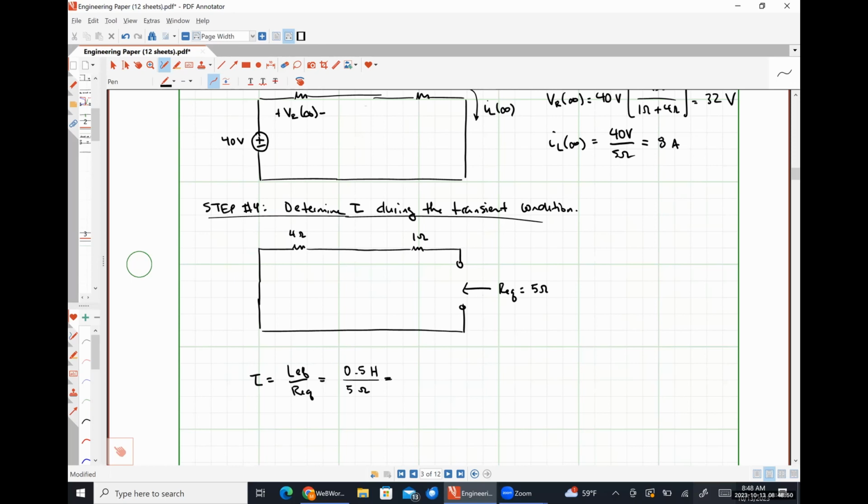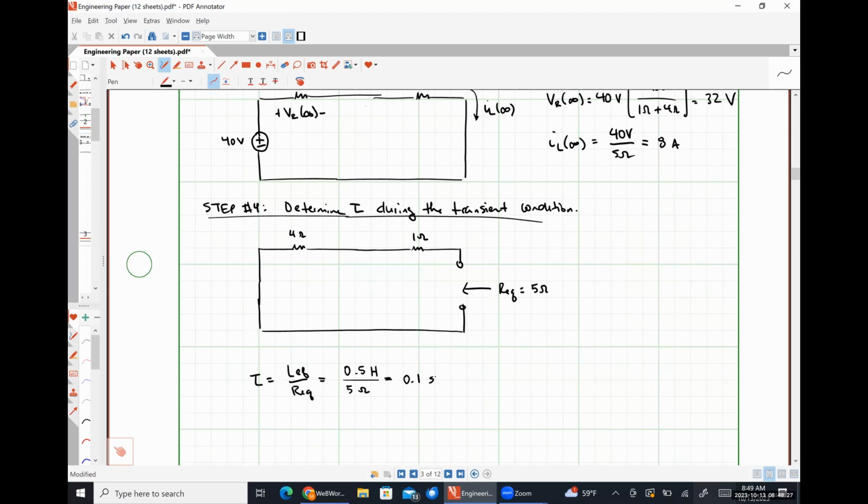So it looks to me like we're going to have 0.1 seconds as our time constant. 0.5 divided by 5 is the same as 5 divided by 50, which is 1/10. I believe I'm doing that mental math correctly. So 0.1 seconds. It may not be obvious that the units here are seconds, but remember that a Henry is a volt second per amp, and an ohm is a volt per amp. So the volts per amp cancels, and all we're left with is seconds in the numerator.